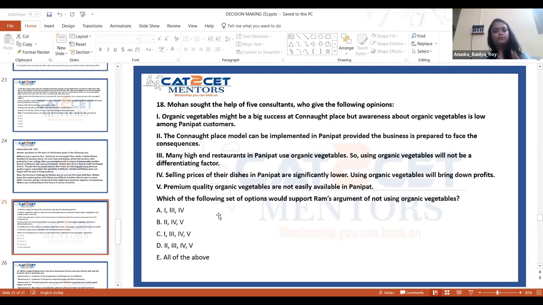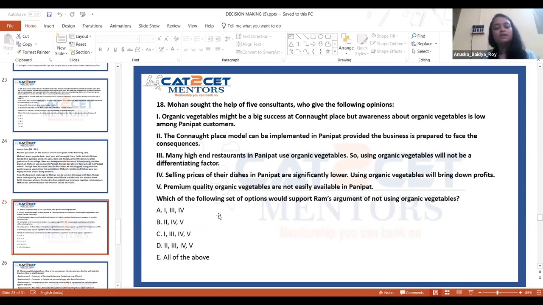Third, many high-end restaurants in Panipat use organic vegetables, so using organic vegetables will not be a differentiating factor. Maybe, right? Not as good as 1. I think 1 is a stronger cause than 3, but maybe. मतलब ठीक है, बाकी restaurants use तो करते ही हैं, तो ये differentiating factor कैसे हुआ? It's the same thing. He might argue. मतलब थोड़ा सा weak argument है, but ठीक है, we can hold it. मतलब ऐसे ही eliminate नहीं करते, hold करते हैं इसे.